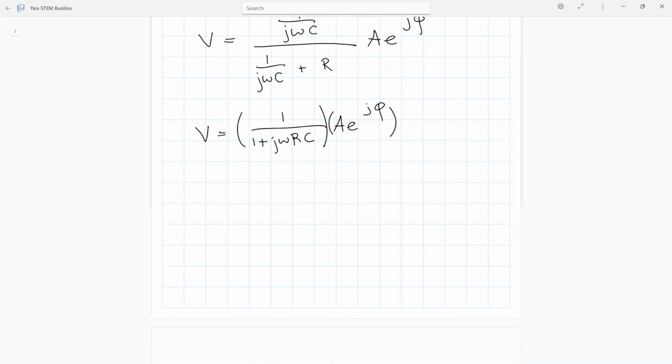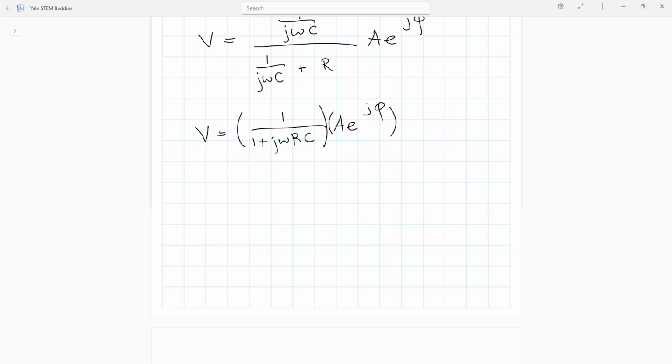So let's write that first complex number, 1 over 1 plus j omega rc, in terms of its magnitude and phase. You can write all complex numbers in their Cartesian form, a plus bj, or you can write them in terms of their magnitude and their phase using the complex exponential, as I've done with the one on the right. So let's put them both into magnitude-phase form and write them using the exponent e.